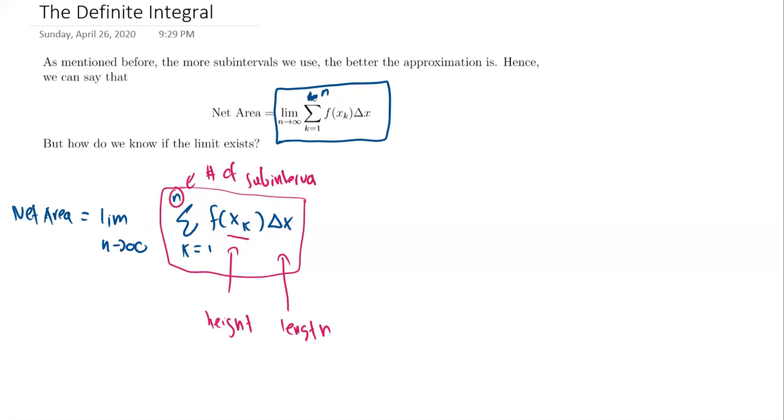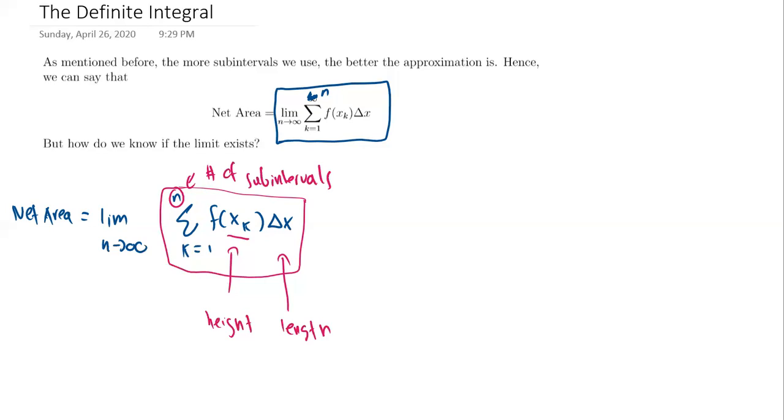So how do we use infinitely many subintervals? Well, take the limit as n approaches infinity. n is the number of subintervals. We want infinitely many so that we can have a better approximation. So that's all this definition is saying. We're going to take the net area to be the limit as n approaches infinity of this approximation, which is saying we want to approximate the area with infinitely many subintervals.